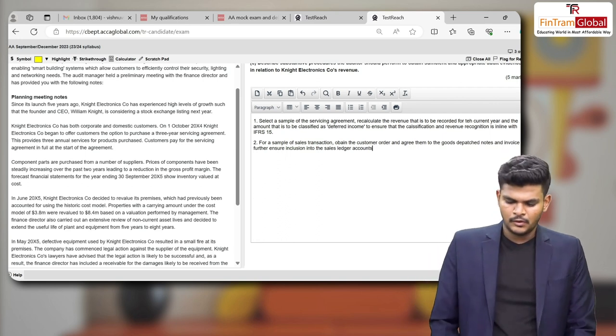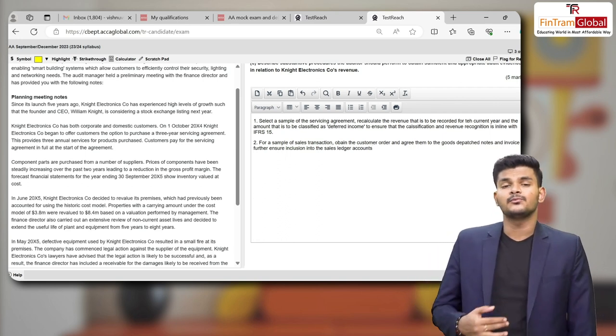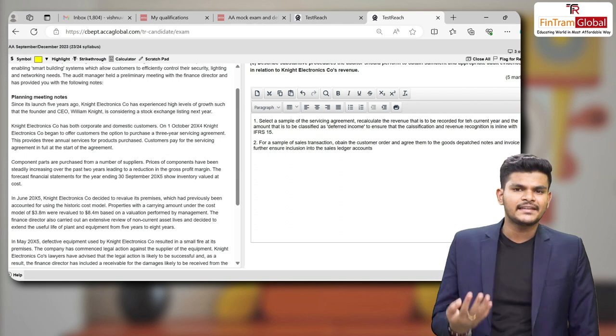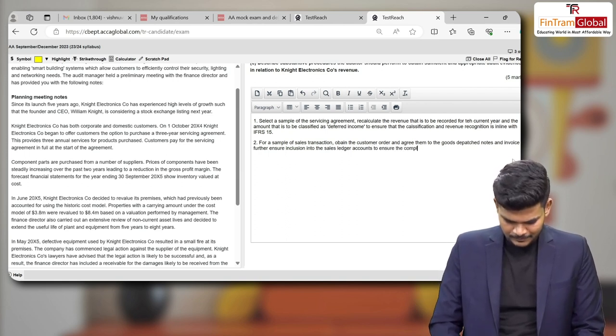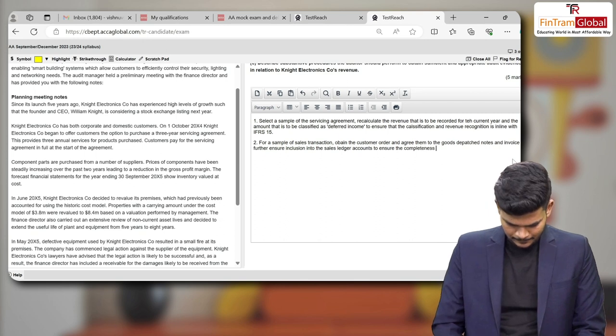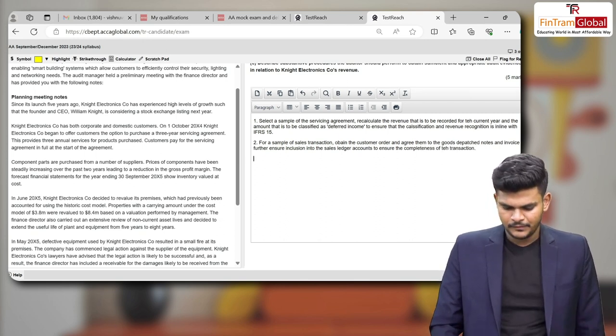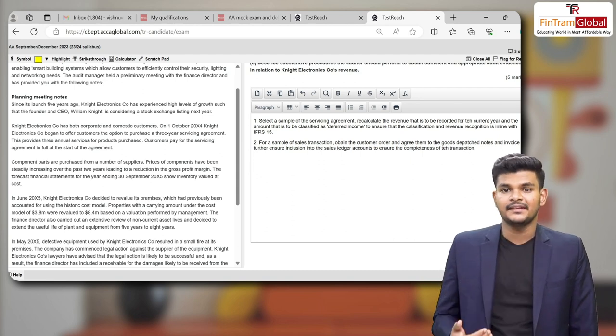Okay, folks, now, why exactly are we doing this? This is what needs to be done, right? Now, why exactly are we doing this? To ensure the completeness of the transaction. Simple as that. Okay, folks, to ensure the completeness, what are we doing here?